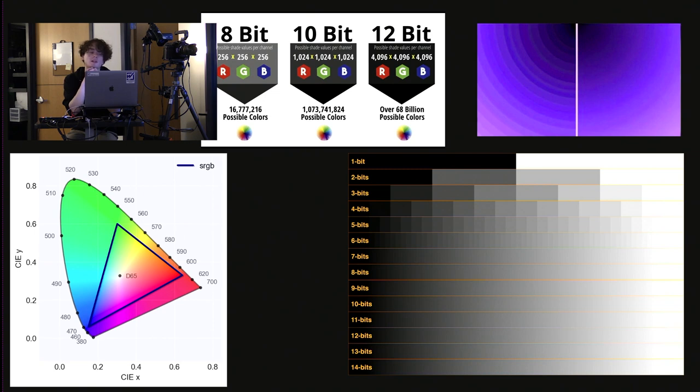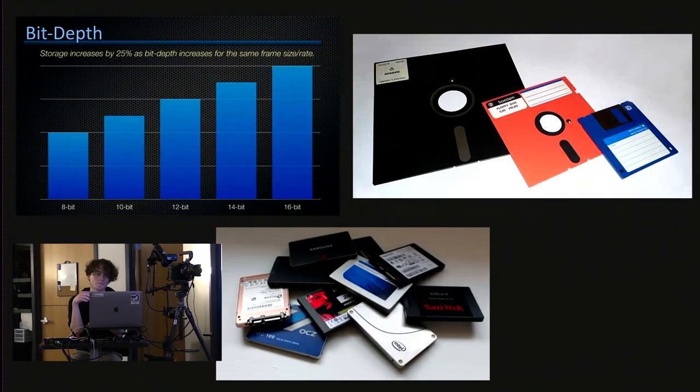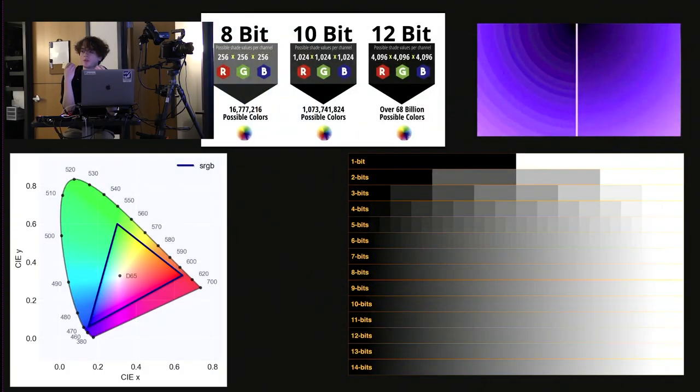The number of bits is directly correlated to the amount of possible colors, and the file size is connected to the amount of bits. I have a graph right here that shows 8-bit, 10-bit, 12-bit, 14-bit, 16-bit. It shows that each time the bit depth increases by 2, it's about a 25% increase, assuming the amount of pixels is the same. Because we're writing more data, we have to have more numbers to represent that data, which means it's going to be a heavier file size.